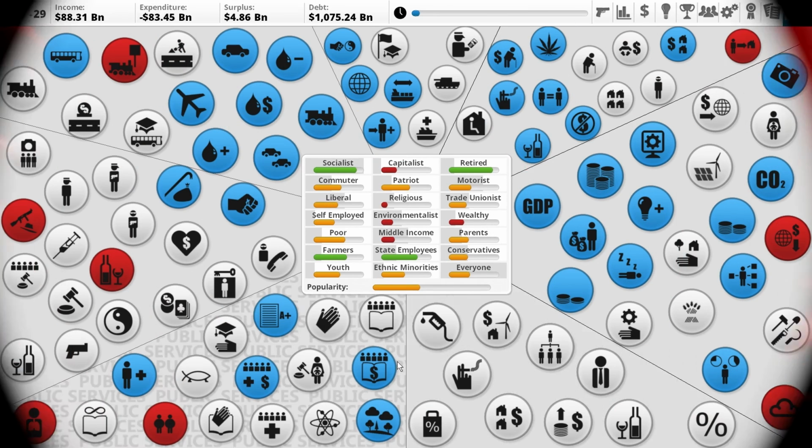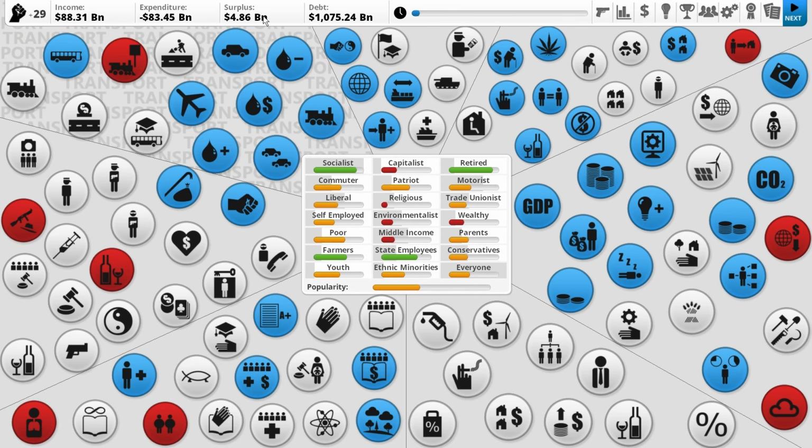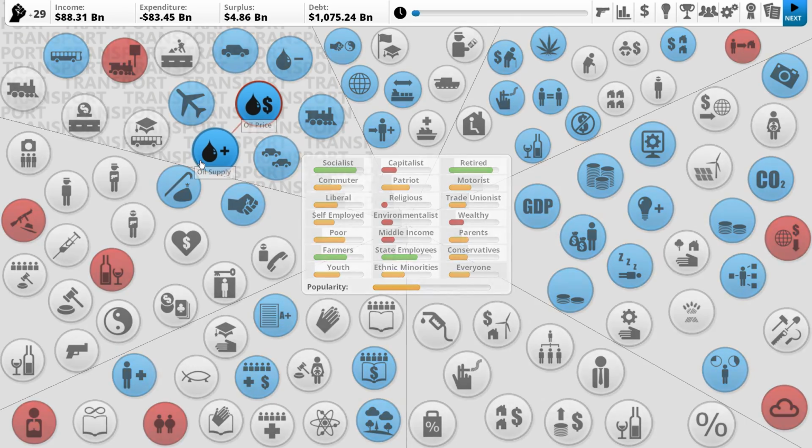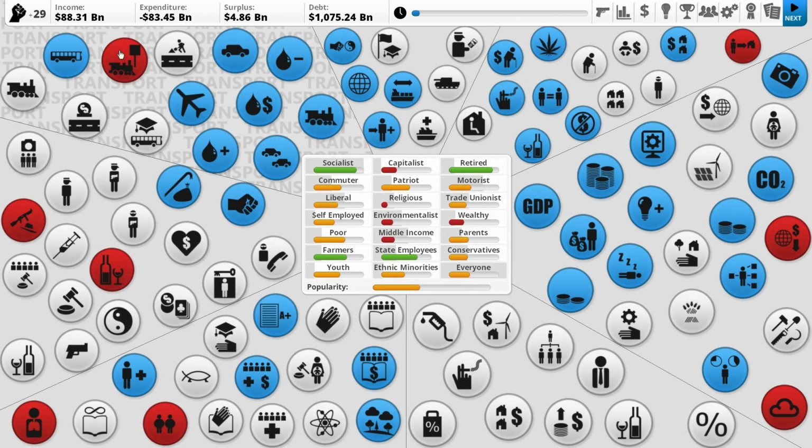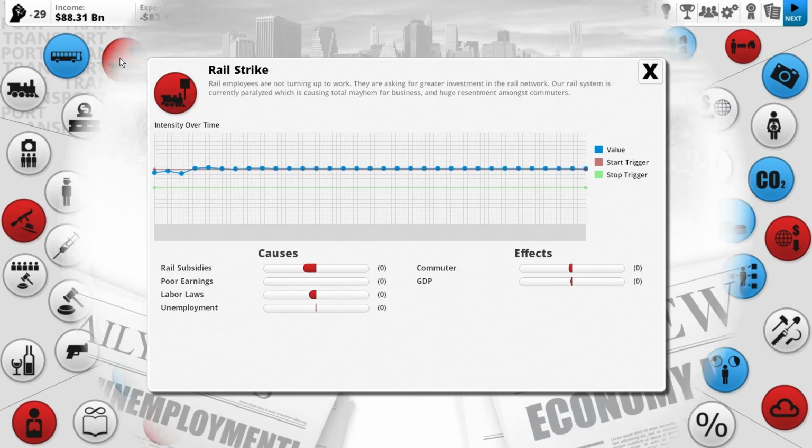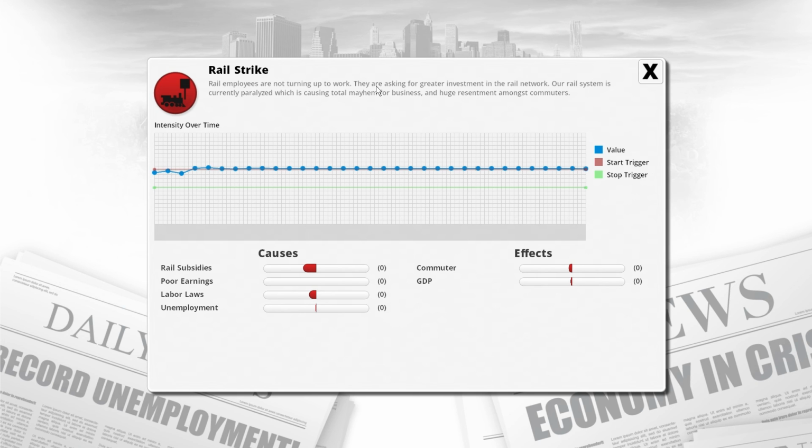And let's continue. So our surplus has gone up. As you can see, it was 2 point something billion before. Now it's 4.86. Now let me show you around all these different categories. You'll see these red icons. These are situations that aren't good. So a rail strike. People are not turning up for work, and the causes are rail subsidies, poor earnings.